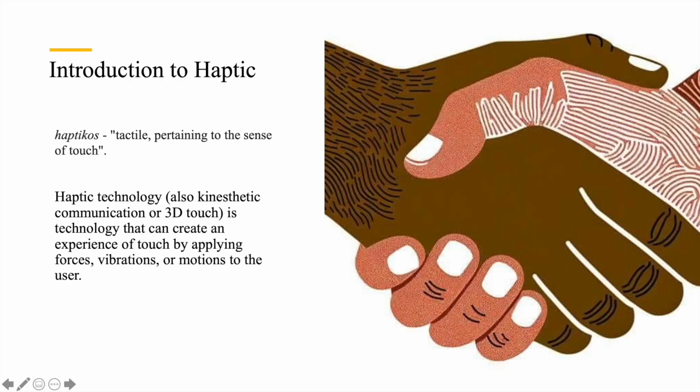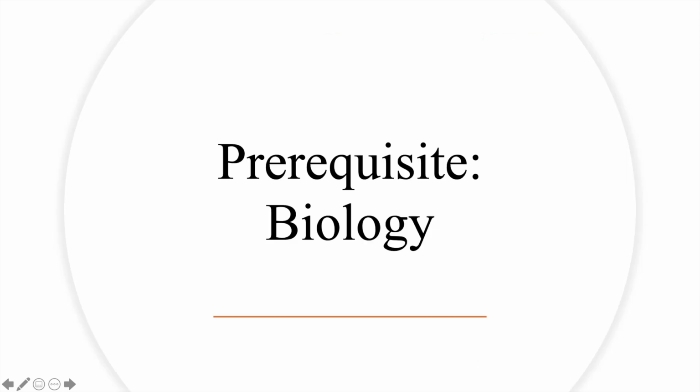So, what exactly is haptic? The word haptic has been derived from the Greek word haptikos that pertains to the sense of touch. So, now what is haptic technology? Haptic technology is a kind of 3D touch where we try to record, display, or recreate this sense of touch by application of force, vibrations, or motions, or using any sort of modality that can be used to record your touches. So the content of this presentation would be as follows.